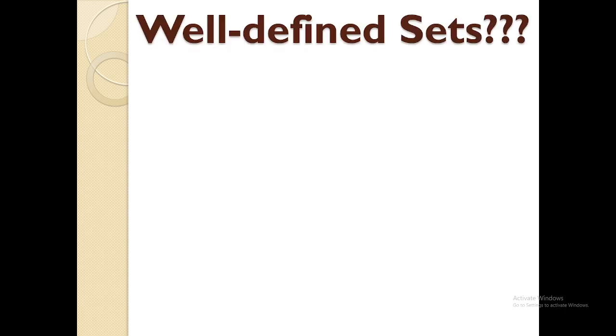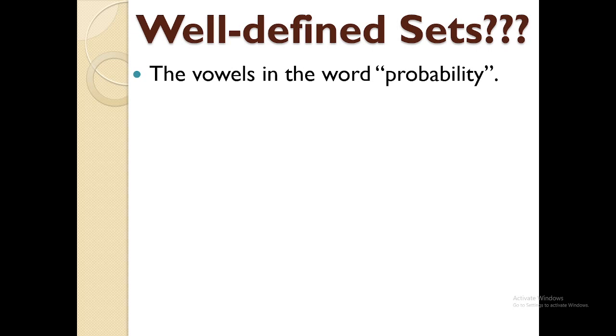Okay? Now, let's have an activity. You tell me whether it is well-defined or not well-defined. Here's our first item. Vowels in the word probability.